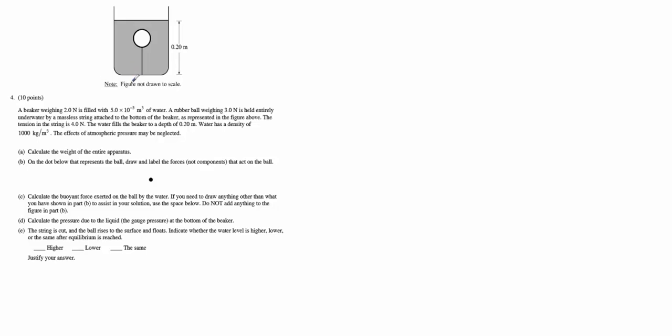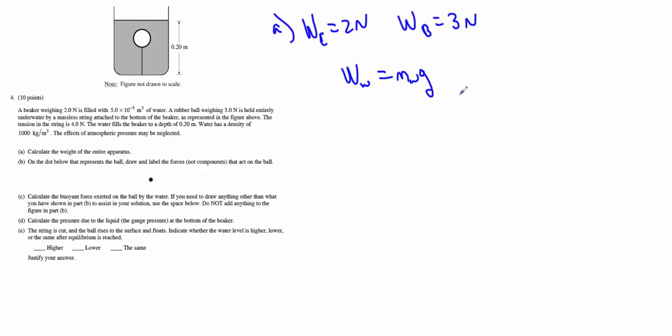Well, the weight of the entire apparatus is the weight of everything. So the weight of the container, the weight of the fluid, and the weight of the ball. But we know the weight of the container. We'll say C for container, is 2 newtons. I know the weight of the ball, which I'll say WB, is 3 newtons. I don't know the weight of the water yet. And the weight of the water will equal the mass of the water times the acceleration due to gravity.